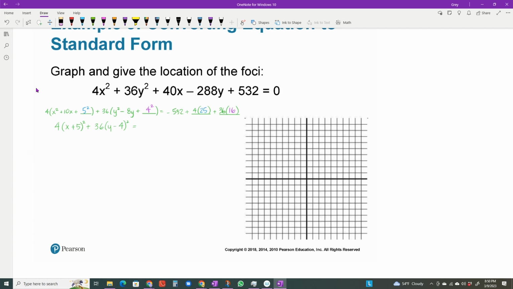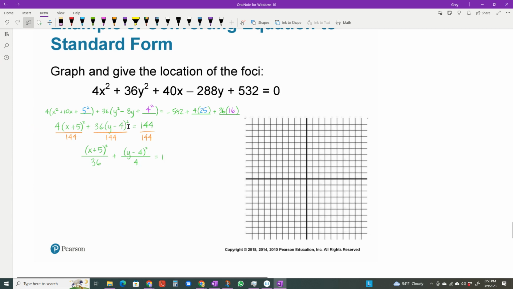Then when I combine negative 532 and 4 times 25 and 36 times 16, I get 144. I have to make it equal to 1, so I'm dividing everything by 144, and that's going to give me x plus 5 quantity squared over 36 plus y minus 4 squared over 4 is equal to 1.